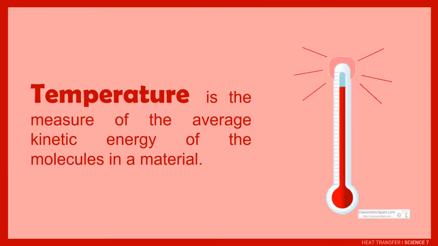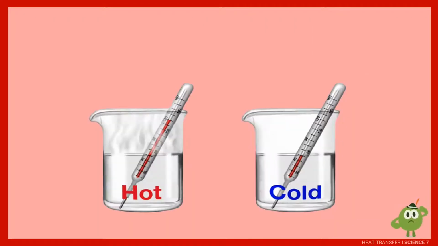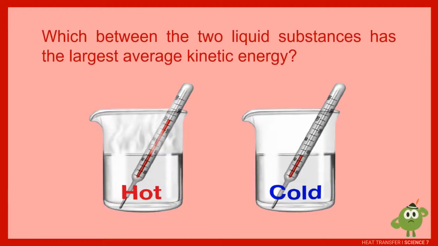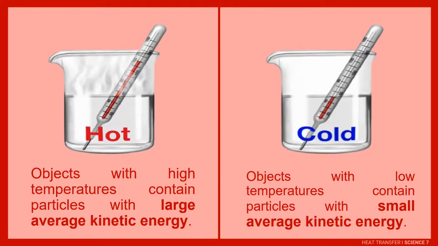To fully understand this concept, let's analyze these figures. Which of the two liquid substances has the largest average kinetic energy? The answer is the beaker with hot water. Take note that objects with high temperatures contain particles with large average kinetic energy, while objects with low temperatures contain particles with small average kinetic energy.